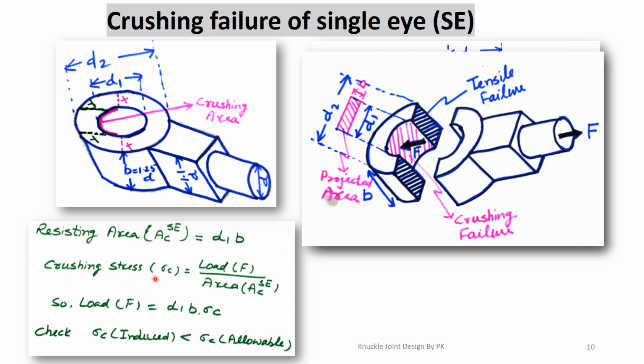So the crushing stress would be equal to the load divided by the crushing area. So the load is equal to this crushing area multiplied by this crushing stress. The crushing area is d1 into b, so the load F is equal to d1 into b, the crushing area, multiplied by sigma c. In this equation we know the values of F, d1 and b, and from this equation we find the value of sigma c induced and check that the sigma c induced value should be less than the sigma c allowable. If this criterion is followed, then up to here our design is completely safe.